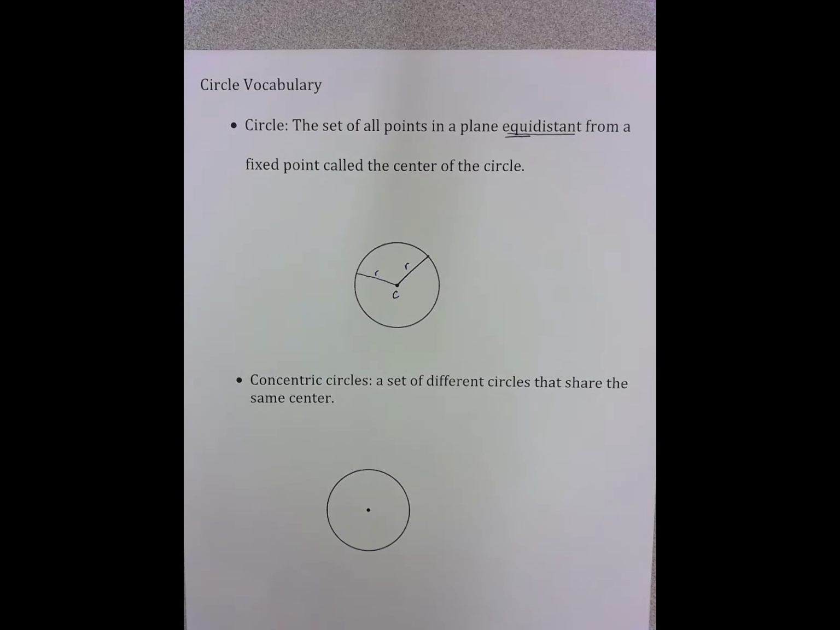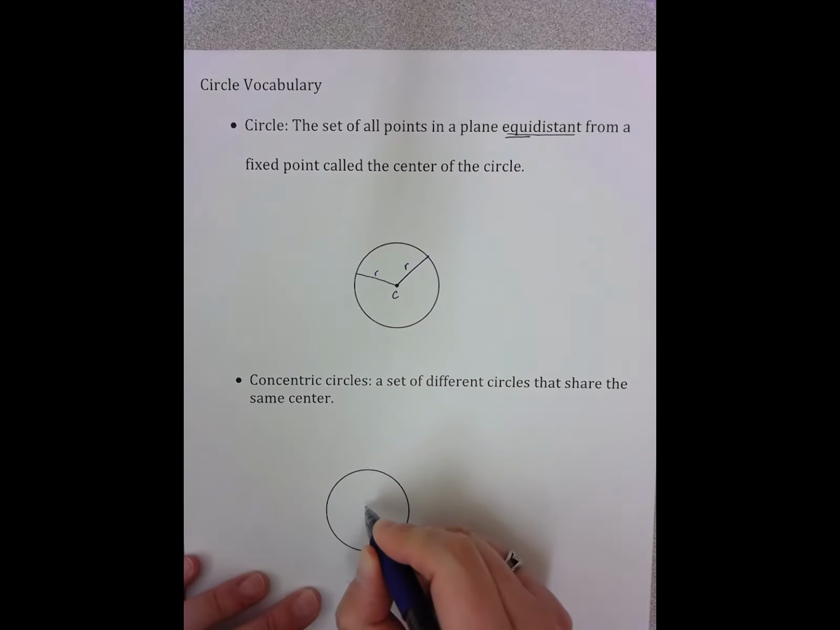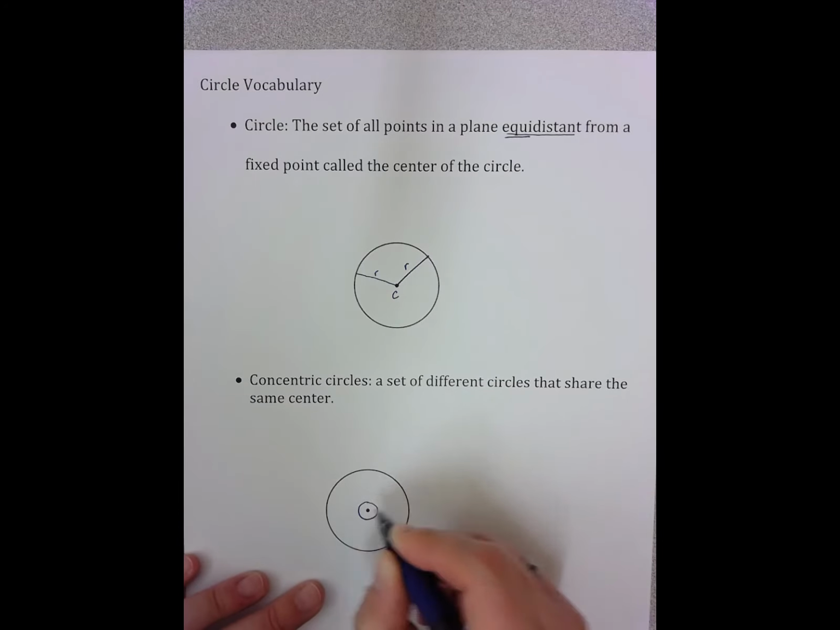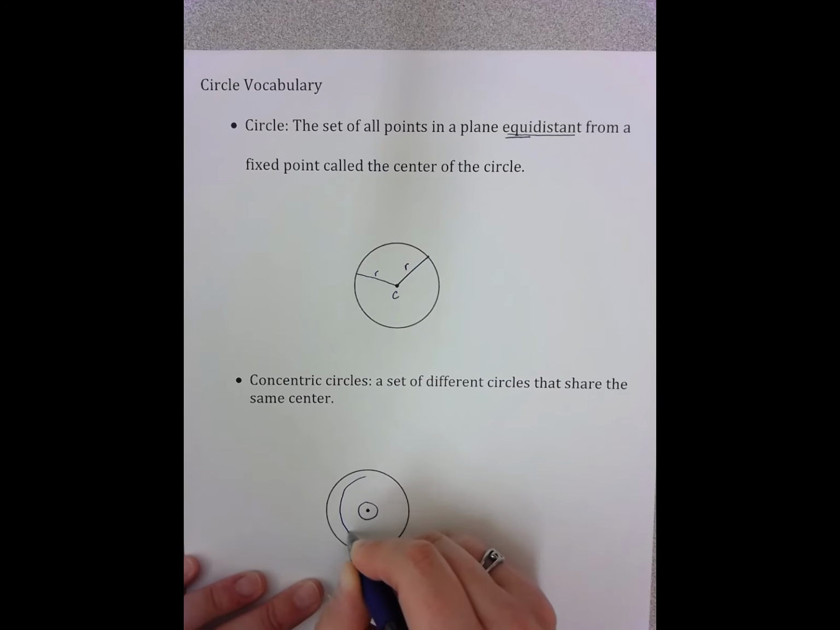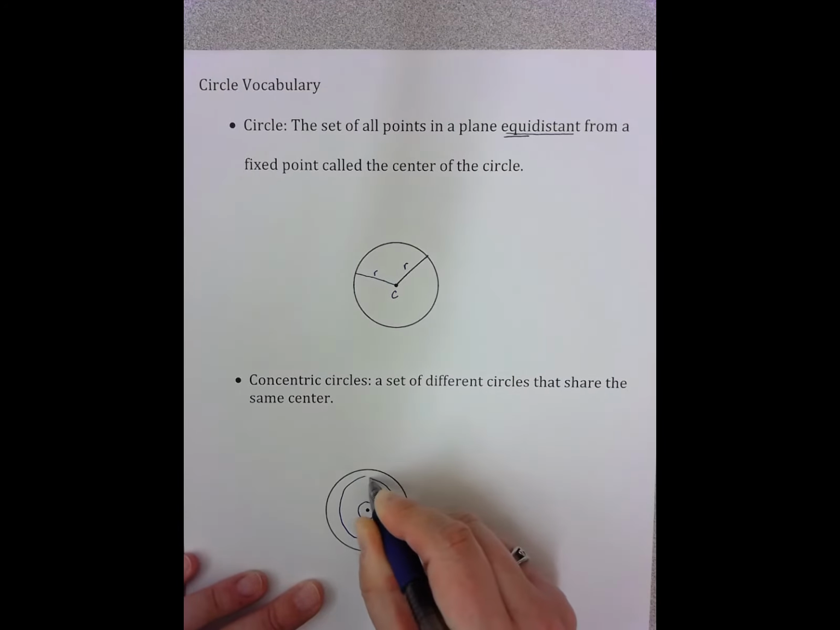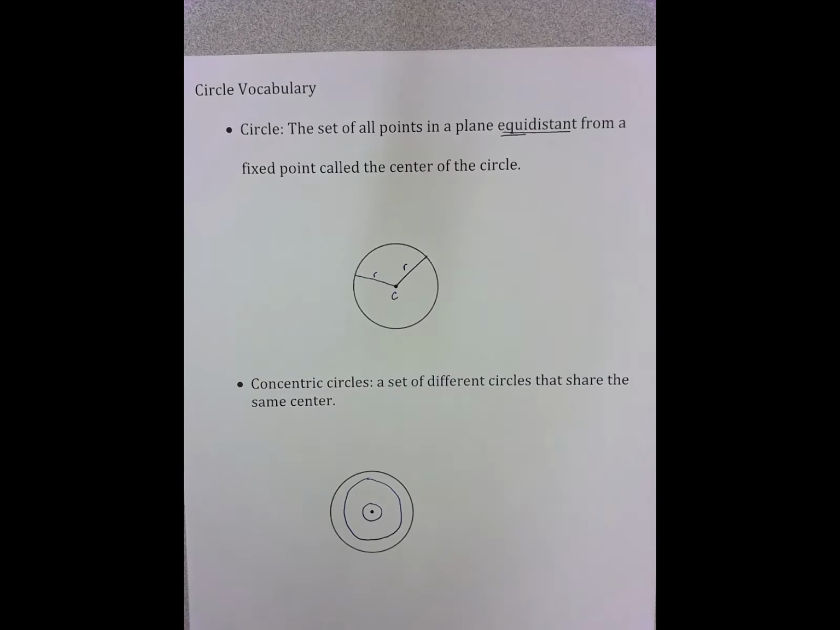Our second definition, concentric circles. Concentric circles are a set of different circles that share the same center. I often talk about concentric circles as being like a bullseye type shape, like a dartboard. They all have the same center. However, the radius is a different length for each and every one. It's simply that they start in the same place as far as the center.